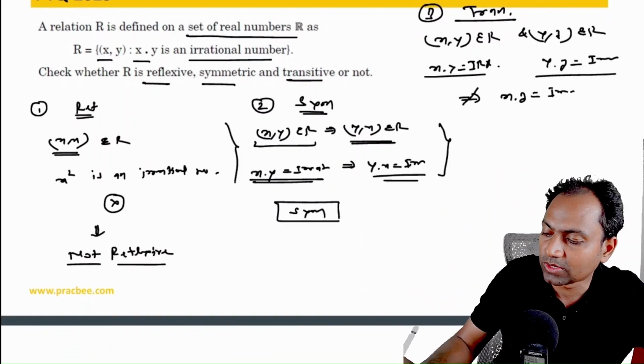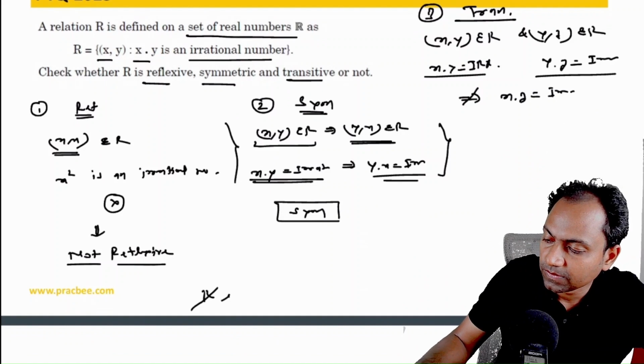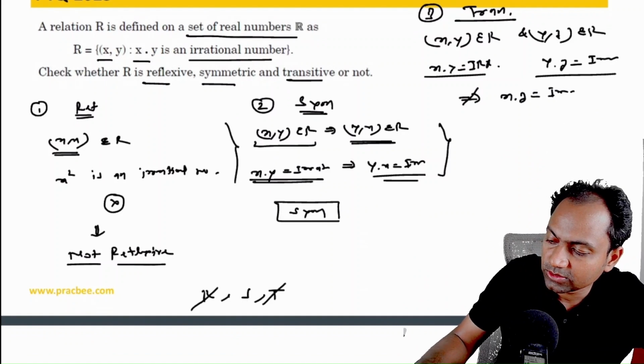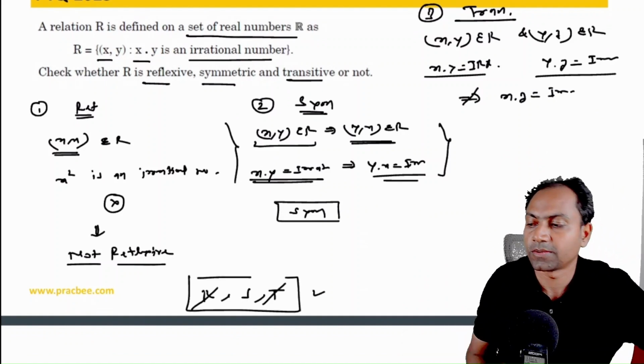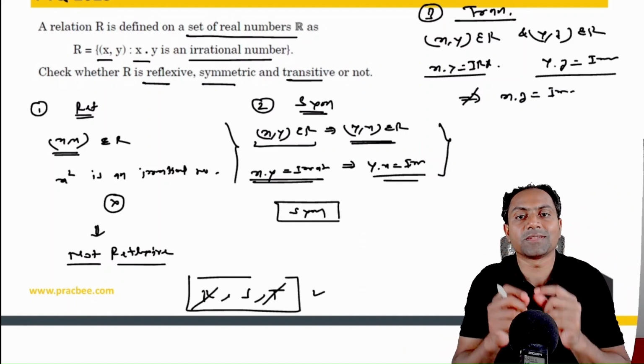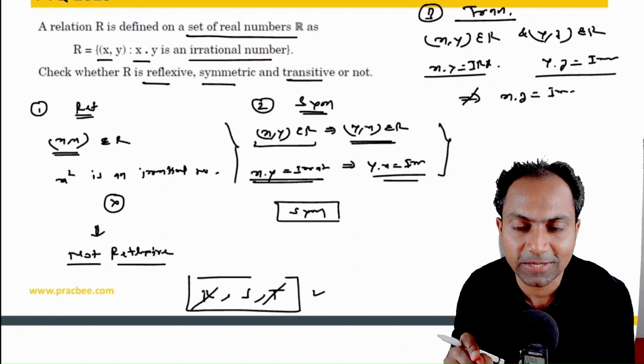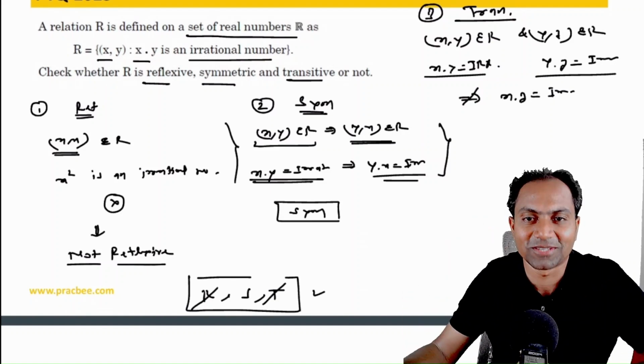So it turns out that it is not reflexive. It is symmetric, but it is not transitive as well. So this is what we are getting. If you write these statements in a very correct order and do not miss out on the steps, you will get full marks in your board exams.